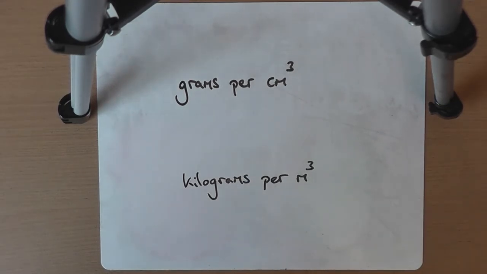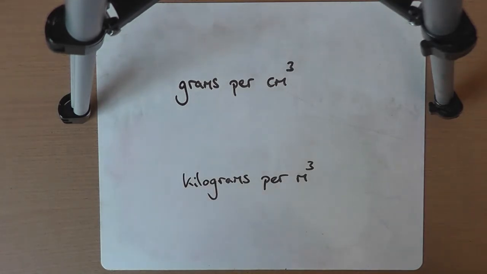Speed, the number of miles for 1 hour. The number of kilometres for 1 hour. The number of metres for 1 second. They were distance per unit of time. These are weight or mass per unit of volume. The number of grams for each 1 centimetre cubed. The number of kilograms for each 1 metre cubed.